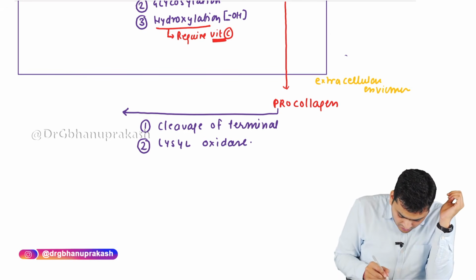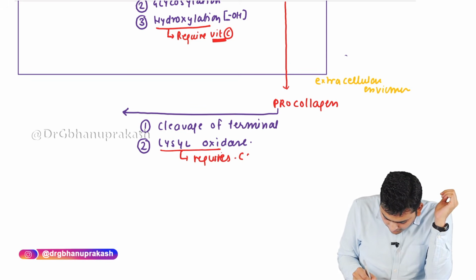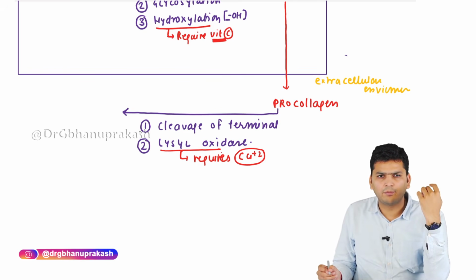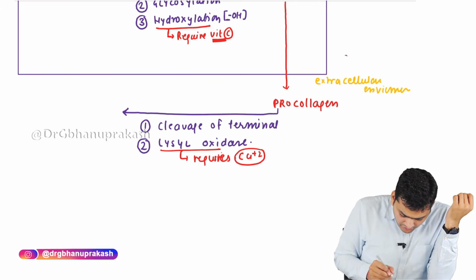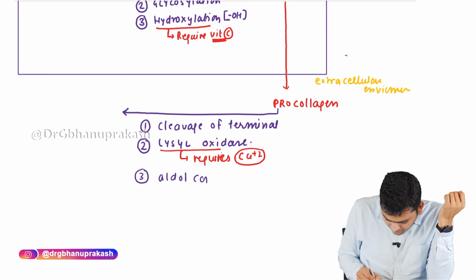This lysyl oxidase requires copper. For the functioning of lysyl oxidase, we require copper. Then the third thing that is going to happen on this pro-collagen molecule is something called aldol condensation.